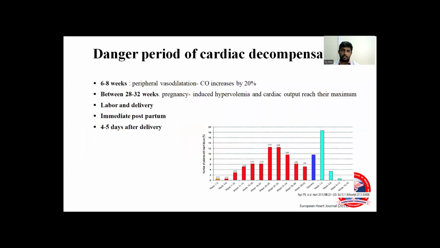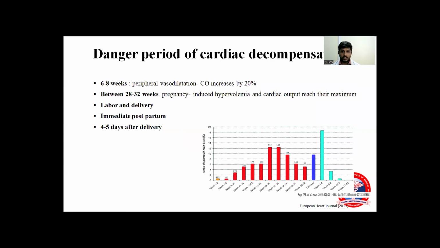So after understanding the physiological changes in pregnancy, we know that there is an increase in cardiac output since 6 weeks, peaking at 24 weeks, and plateauing after that. After knowing this, we can understand that patients can have failure or cardiac decompensation during this period. So what are the causes of decompensation during these periods?